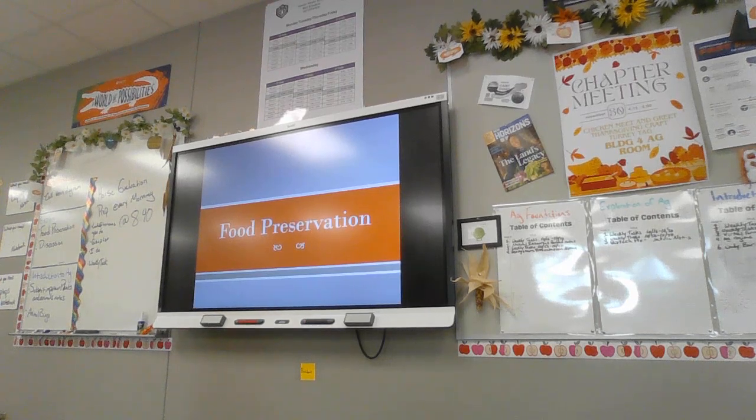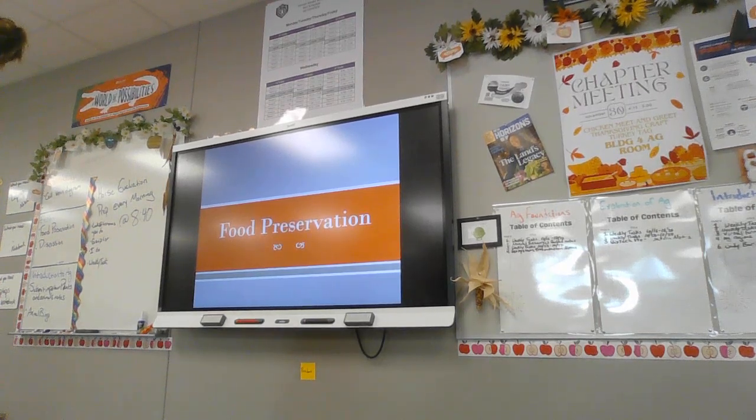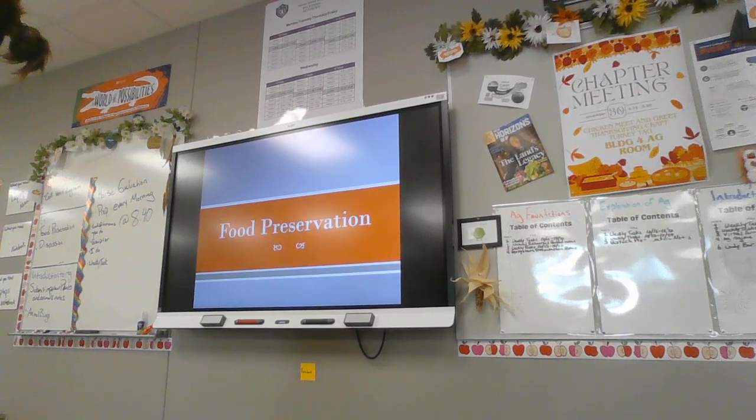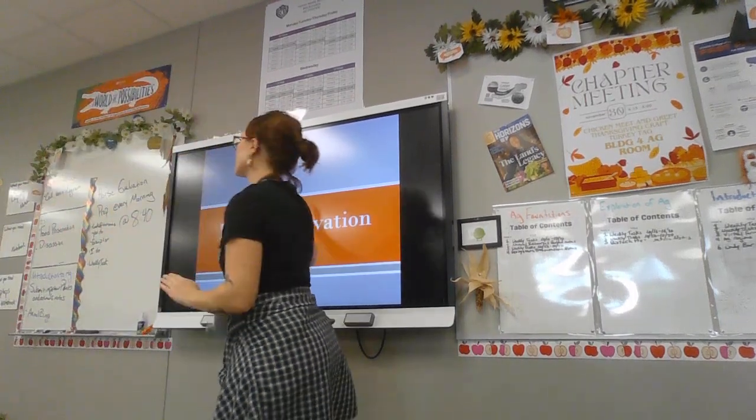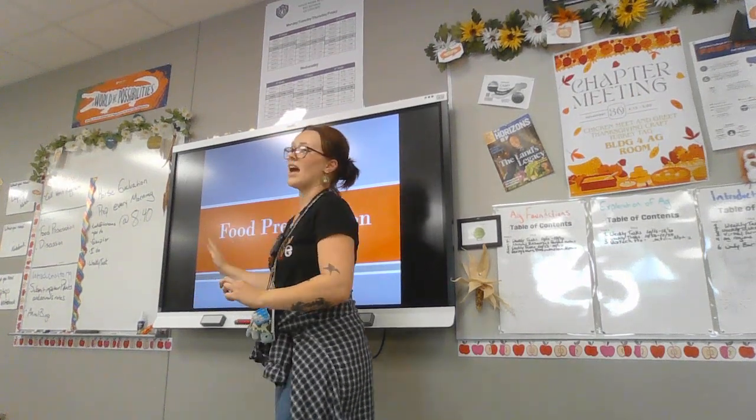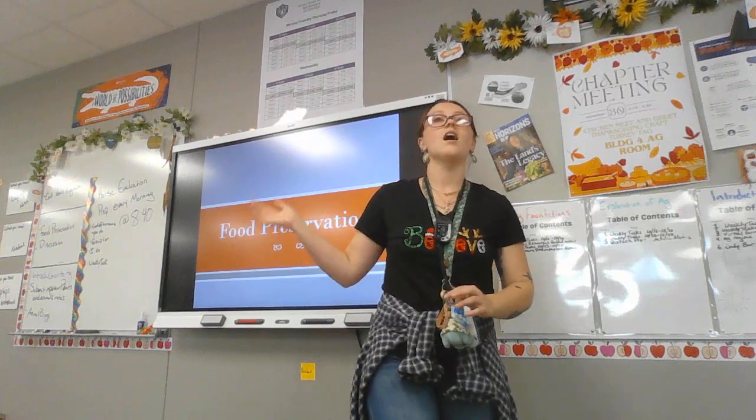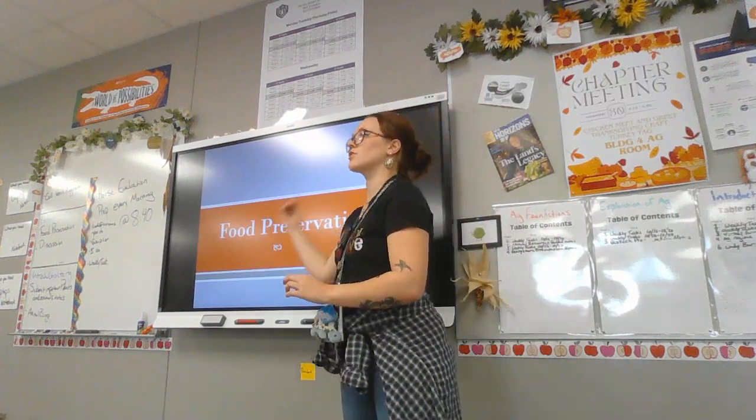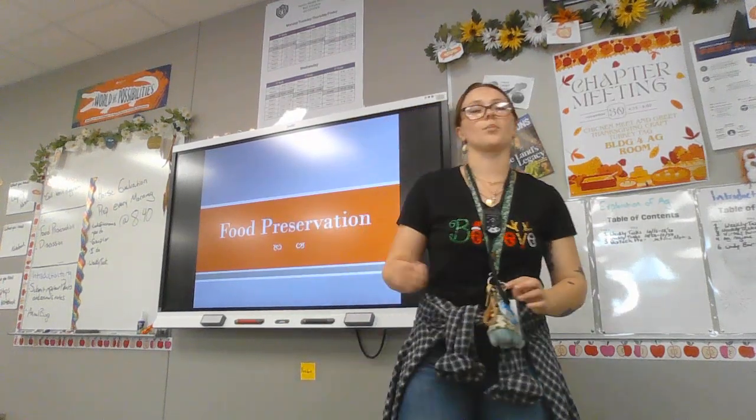Can someone tell me how we define preservation when we talk about natural resources? Yes, so protecting something without using it. Food preservation is a little bit different, but with the same key ideas. You're protecting it, and it is preserved while you're not using it, but it's protecting it that way you can use it in the future, that way it stays good and doesn't harm you.